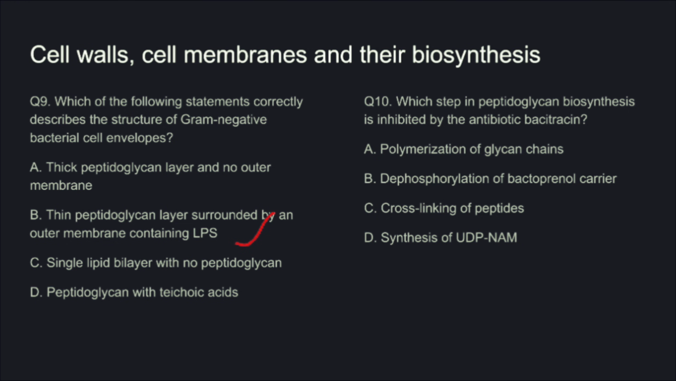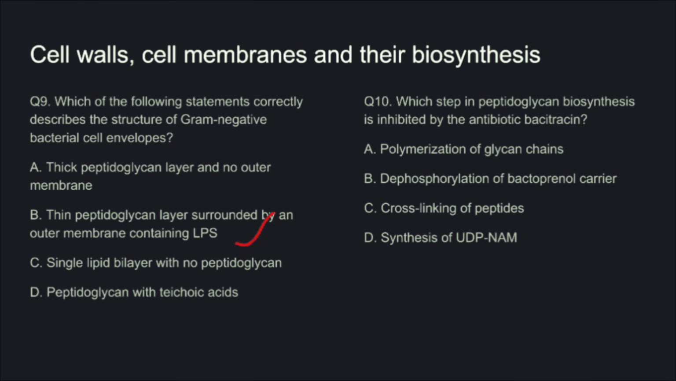LPS is your lipopolysaccharide. Question 10. Which step in peptidoglycan biosynthesis is inhibited by the antibiotic bacitracin? Your options are A, polymerization of glycan chain, B, dephosphorylation of bactoprenol carrier, C is cross-linking of peptide, D is synthesis of UDP-NAM.